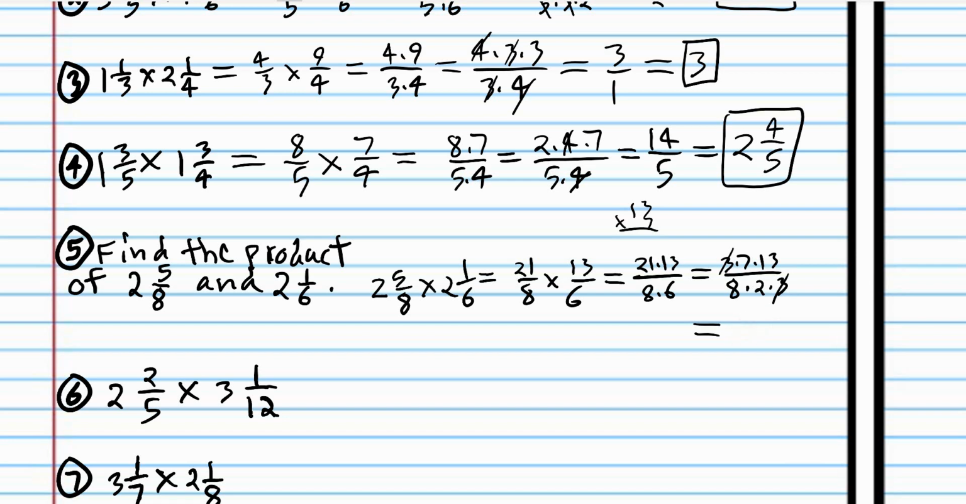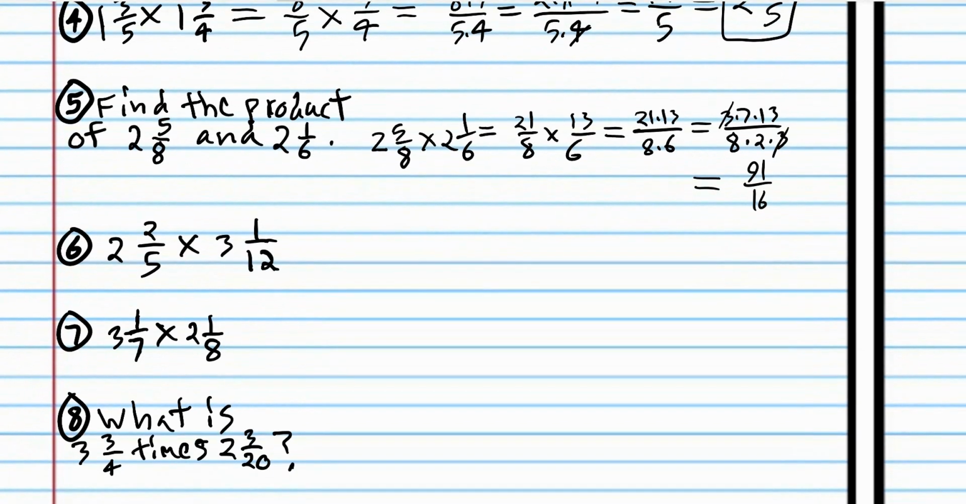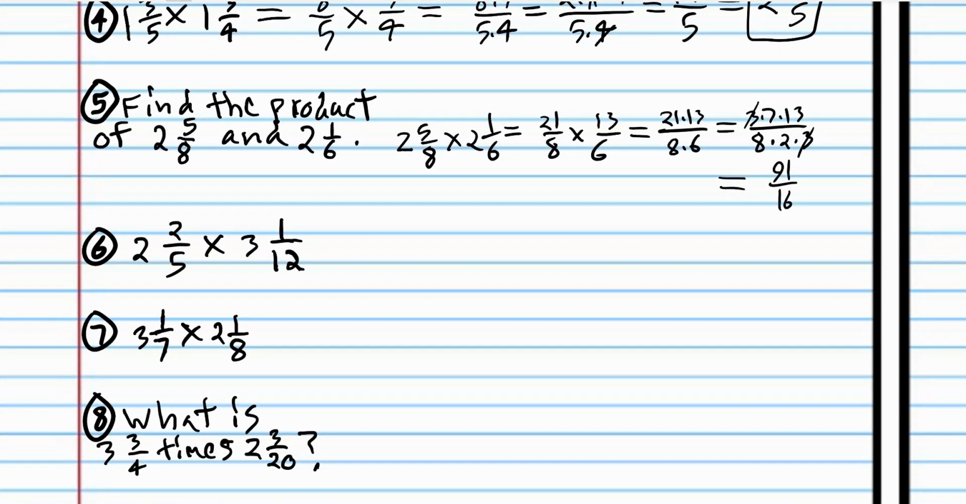7 times 3 is 21, carry the 2. 7 times 1 is 7, plus 2 is 9. So 7 times 13 is 91, because you're recombining the 7 and the 13 by multiplying those and getting 91. And then 8 times 2, of course, is 16. So if you got that far, that's great, but remember, we can't leave the answer as an improper fraction.